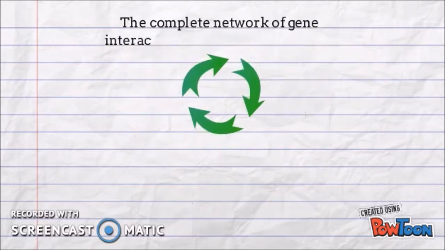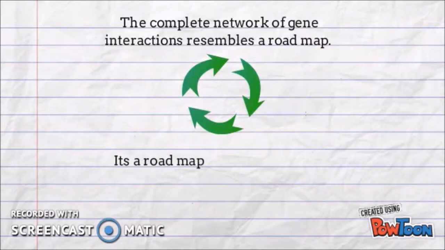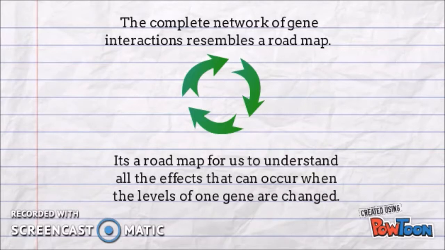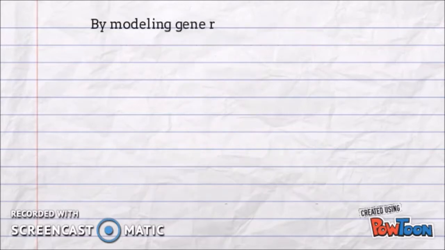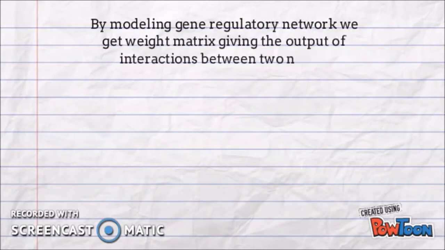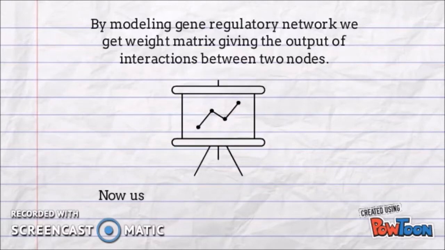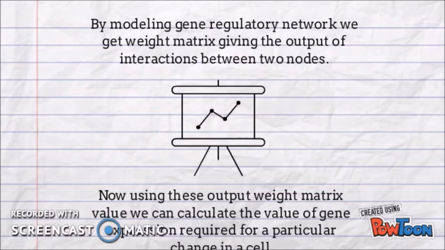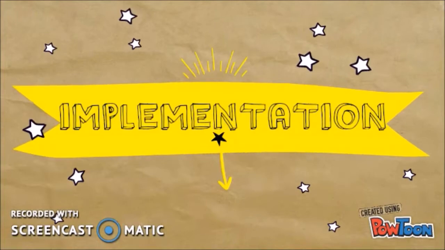The complete network of gene interactions resembles a roadmap. It's a roadmap for us to understand all the effects that can occur when the levels of one gene are changed. By modeling a gene regulatory network, we get a weight matrix giving the output of interactions between two nodes. Now, using these output weight matrix values, we can calculate the value of gene expression required for the particular change in a cell. Let's look at the implementation of the code.